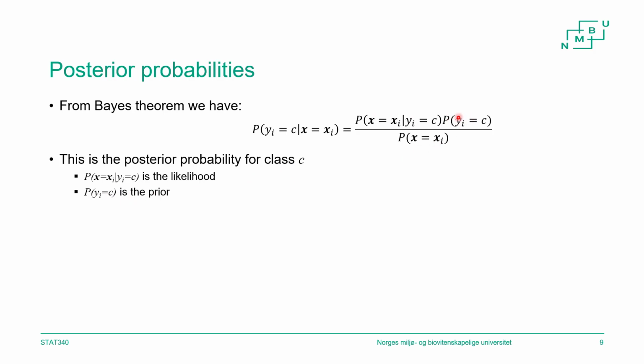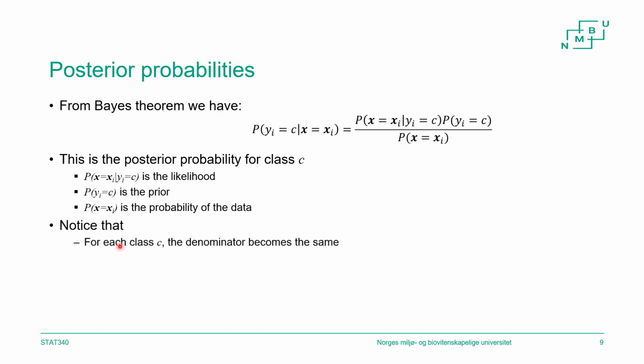Yeah, this is the prior, as I mentioned before. The denominator here is the probability of the data, and this is a tricky one. But notice, for each class C, the denominator becomes the same, because there is no information about class C here. We want to compute this for different classes, and the only thing we have to change in this fraction is the numerator. The denominator becomes the same.